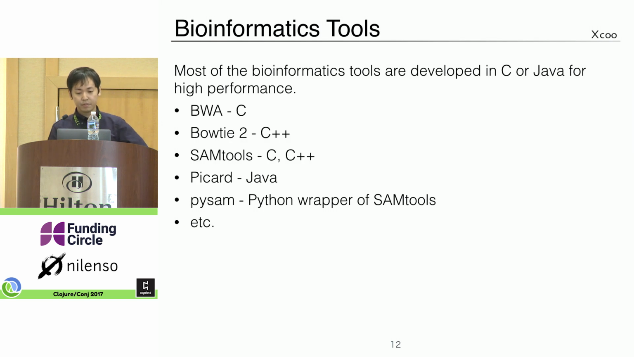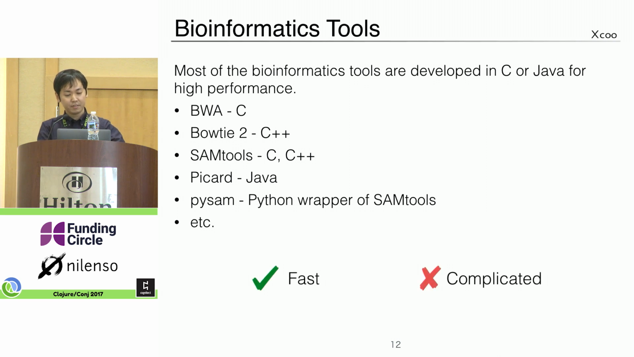In fact, most of the bioinformatics tools are developed in C, C++ or Java. It's for performance. So these tools are very popular in bioinformatics. For example, BWA is written in C and Bowtie2 in C++. Some tools are in C and C++, Picard in Java. And some are written in Python, but it is just a tool wrapper. Indeed, these tools are very fast, but we felt the code base is too complicated.